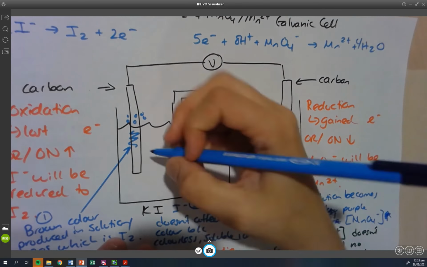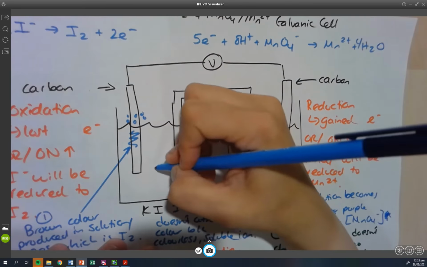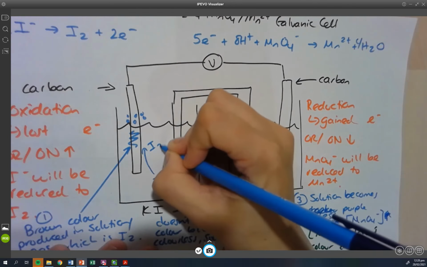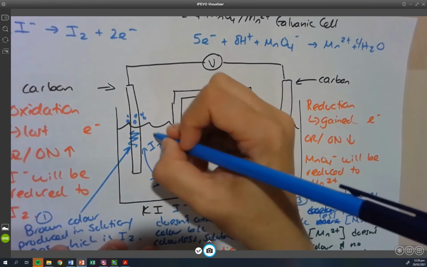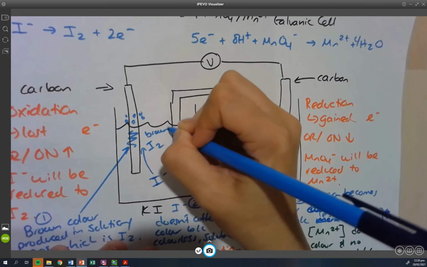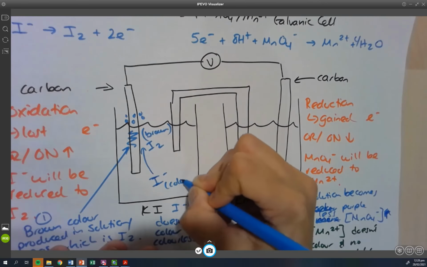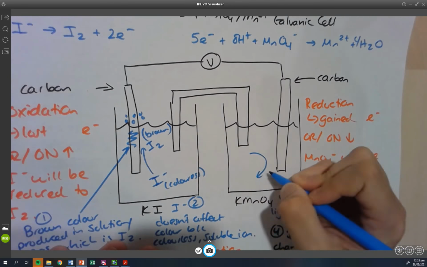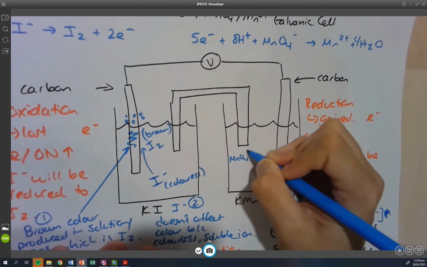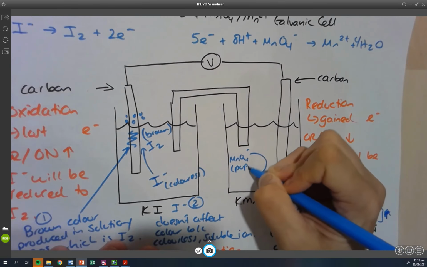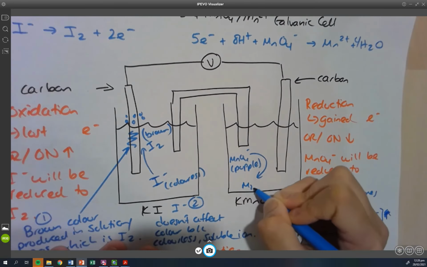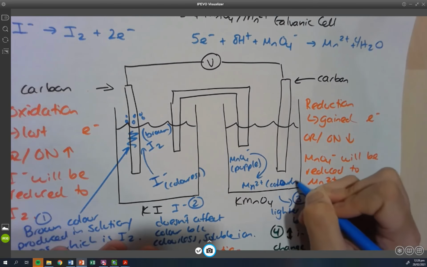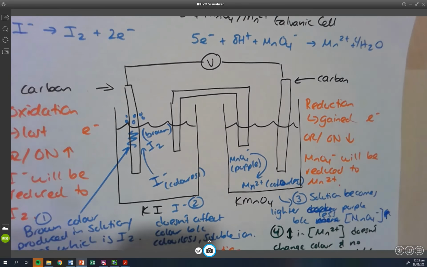Other things I can do to show my observations just occur to me. Showing that it's iodine going to iodide, and that this is the brown color, whereas this is colorless. Do lots of annotations just to get your ideas across. In this case, you would see MnO4-, which is purple, going to Mn2+, which is colorless. So all those are ways you can express how you know what's going on.